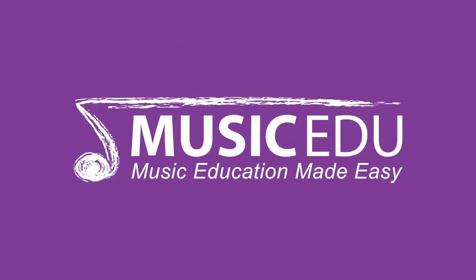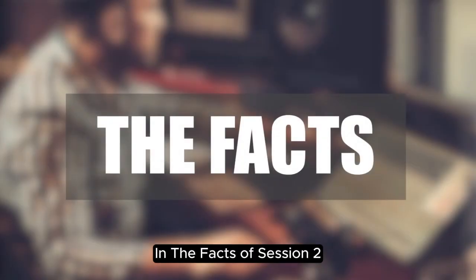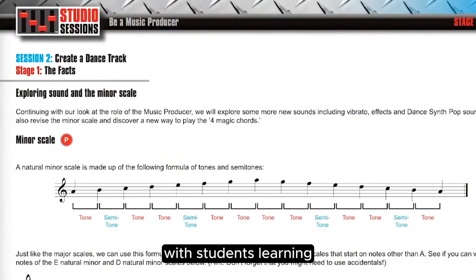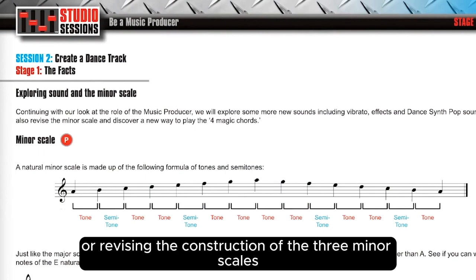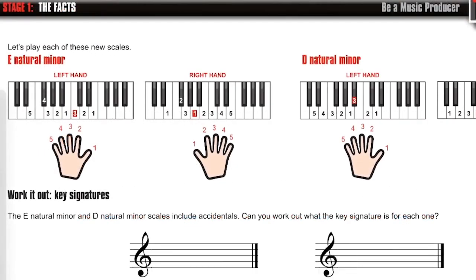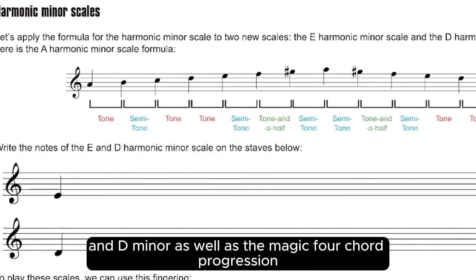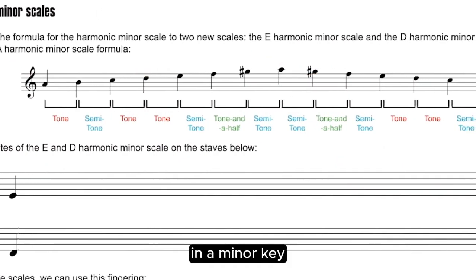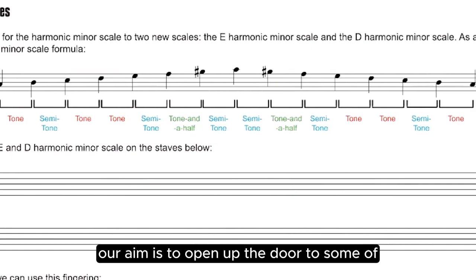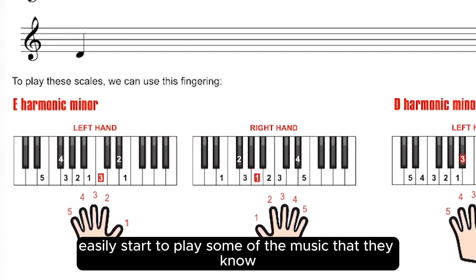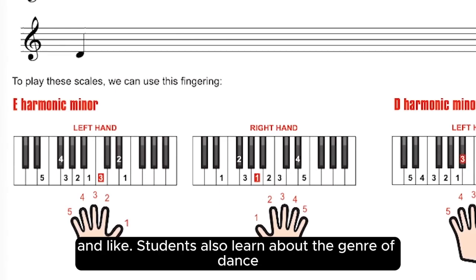Music EDU. In the Facts of Session 2, we take on minor tonality and transposition, with students learning or revising the construction of the three minor scales, the key signatures of A, E and D minor, as well as the magic 4-chord progression in a minor key. Our aim is to open up the door to some of the fundamentals of contemporary rock and pop music so that students can easily start to play some of the music that they know and like.